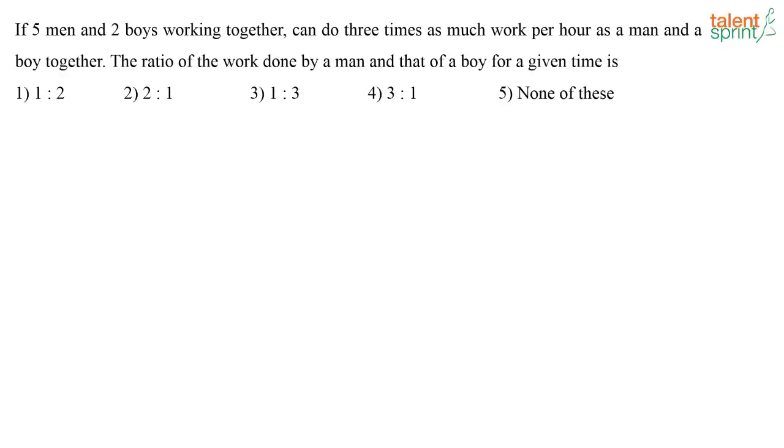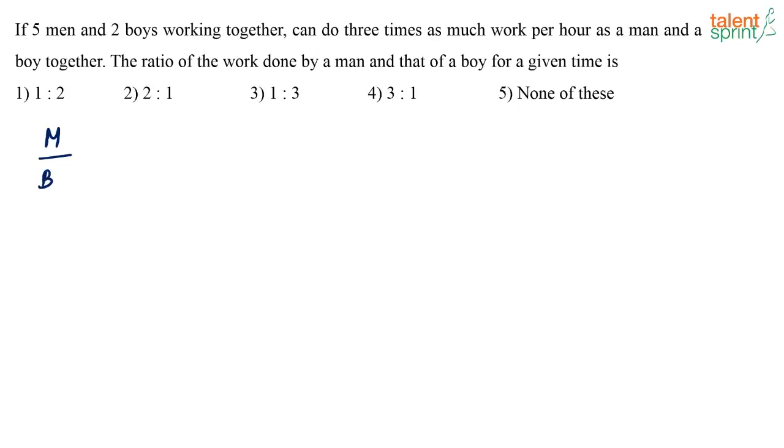If 5 men and 2 boys working together can do 3 times as much work per hour as a man and a boy together, the ratio of work done by a man and that of a boy for a given time is dash. Very easy question this one is. What should you find out? You have to find out the ratio of work done by a man to a boy. So you have to find out what is M divided by B.